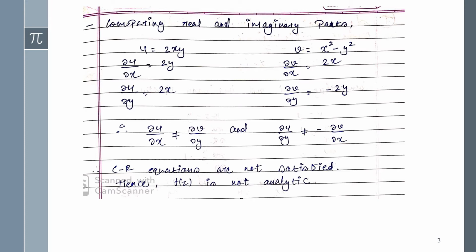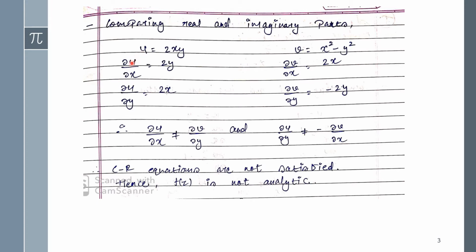Okay, so that's why I have applied this and found u and v. Now comparing the real and imaginary parts, you can find u equals 2xy and v equals x square minus y square. As you know, for all these CR conditions you need 4 components: u with respect to x and y, and v with respect to x and y. So I am going to find these values.